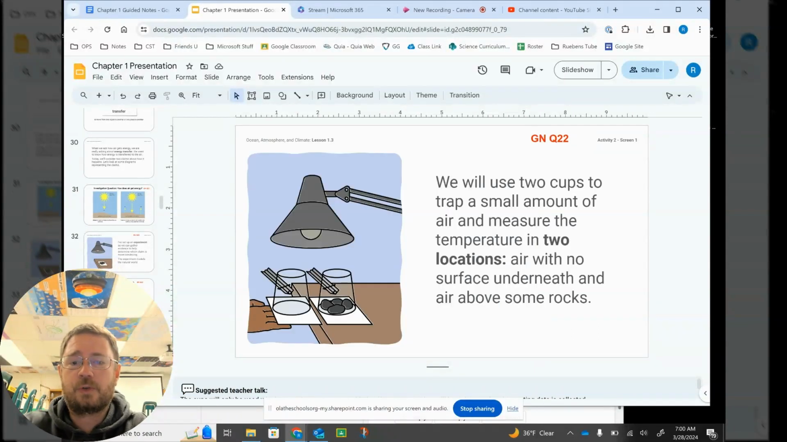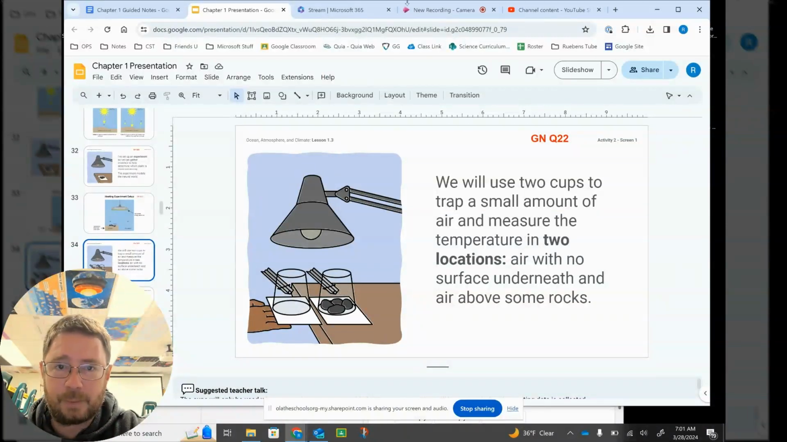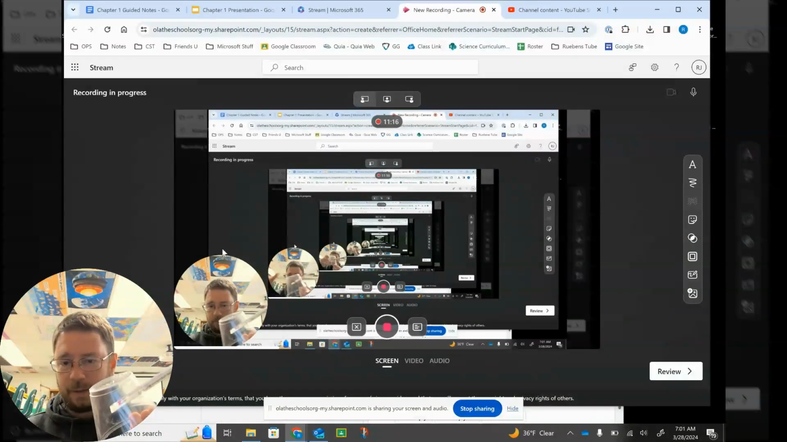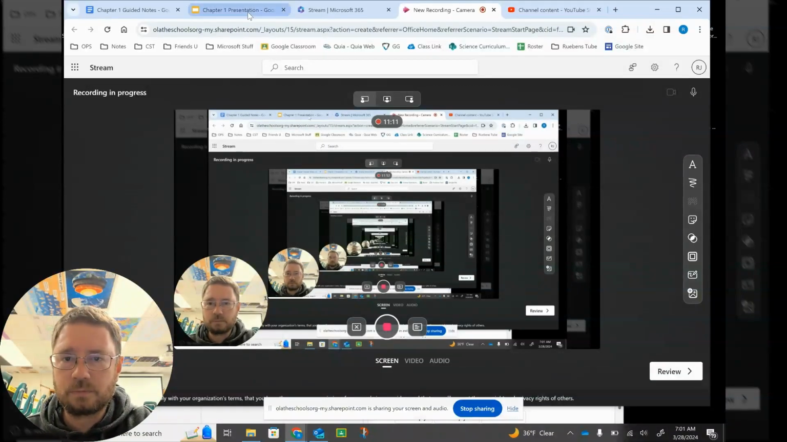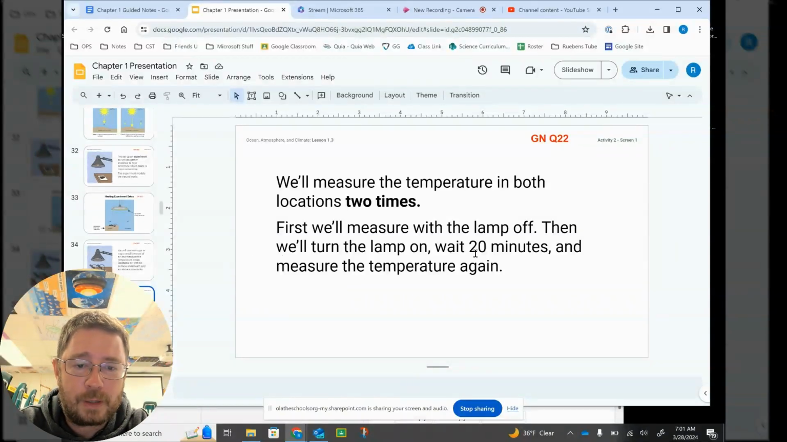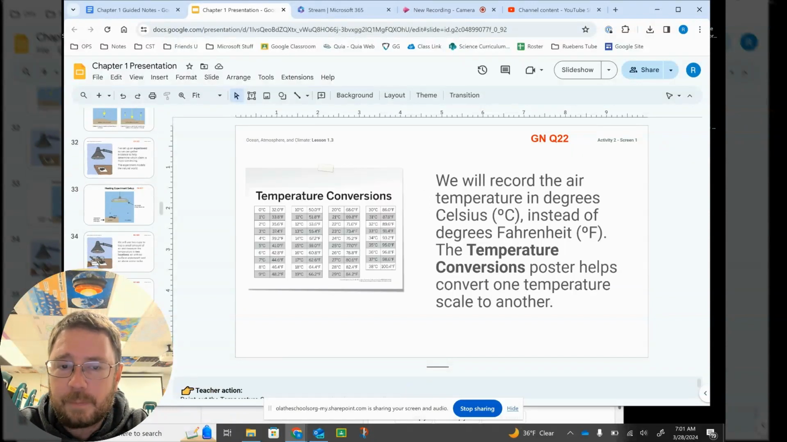So we will use 2 cups to trap a small amount of air and measure the temperature in 2 locations. Air with no surface underneath and air above some rocks. So you see here there's cups with thermometers in it. We got cups with thermometers in it, like this. So we're going to measure the temperature in both locations 2 times, once at the start with the lamp off, then we'll turn the lamp on, wait for 20 minutes so it can thoroughly heat the land and the air, and then we're going to measure the temperature again.